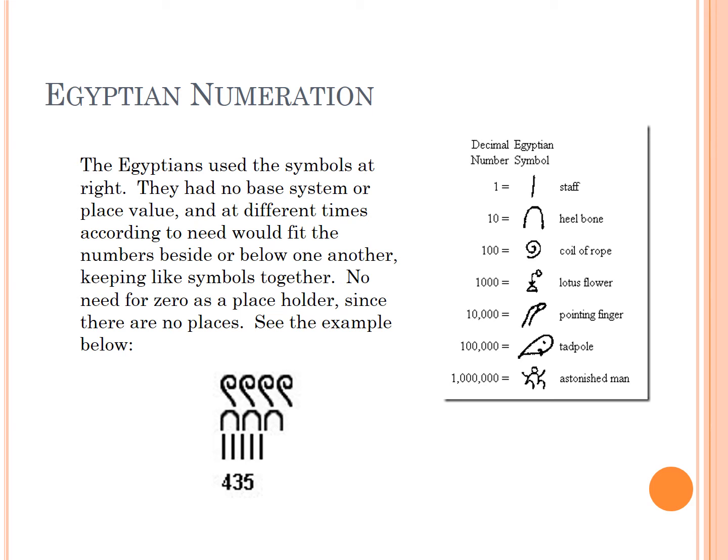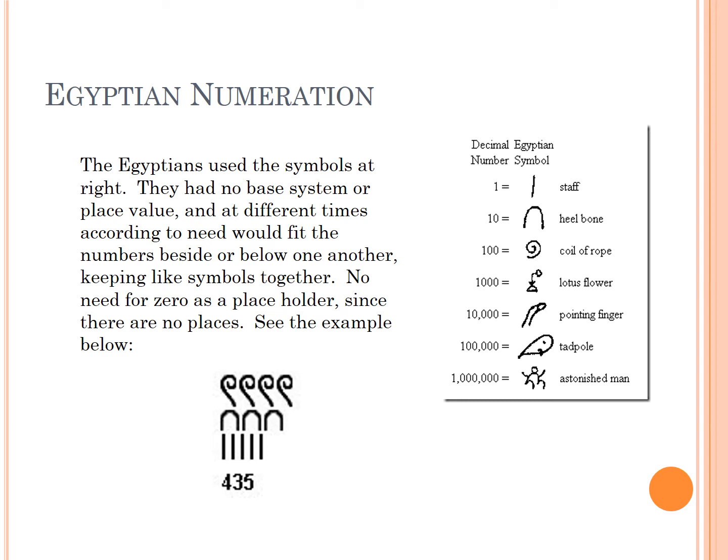The Egyptians did not have place value. So their symbols represented numbers. You can see the ones to the right, 1, 10, 100, and 1,000, all the way up to 1 million and the astonished man. And all they did was to write. They just took for each place what the symbols were and drew as many of them as they needed.